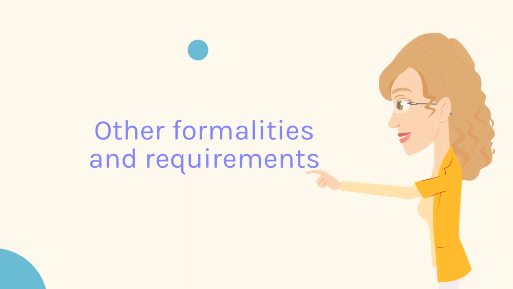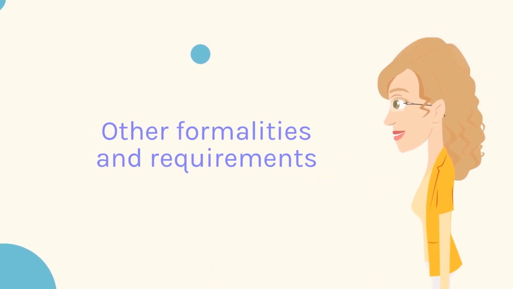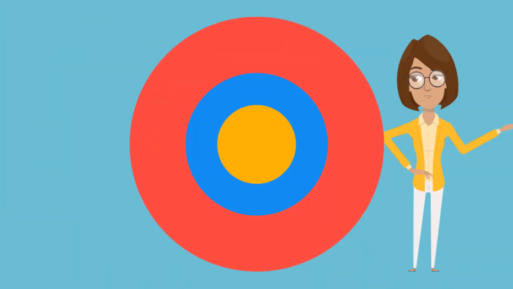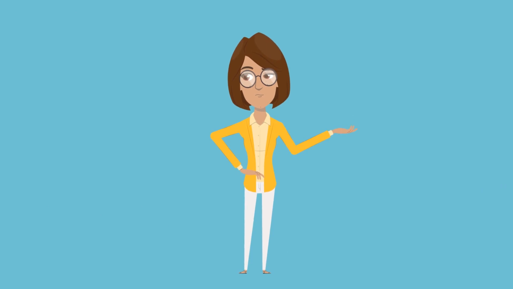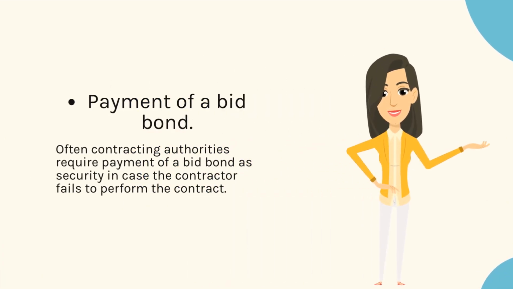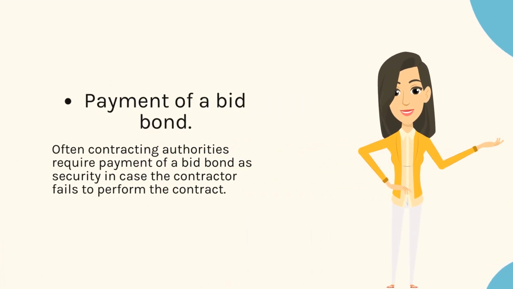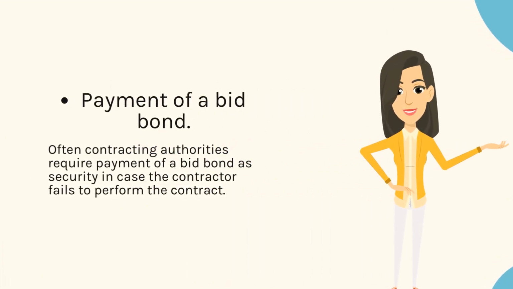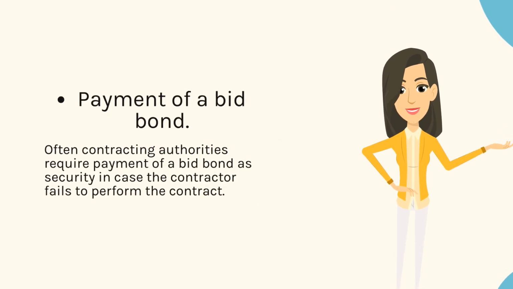Other formalities and requirements. In addition to preparing a good bid, there are other formalities and requirements that must be met in the process of bidding for a public contract. Here are some of them. Payment of a bid bond. Often contracting authorities require payment of a bid bond as security in case the contractor fails to perform the contract.